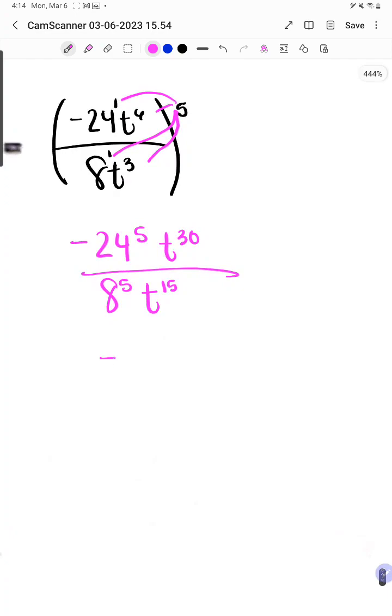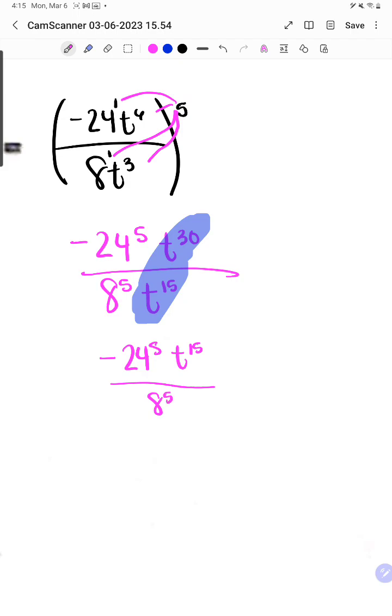Then we'll have -24 to the 5th. But what I notice here is that my t's have similar bases. And when they have like bases and they are being divided, we subtract their exponents. So that will give us t to the 15th divided by 8 to the 5th.